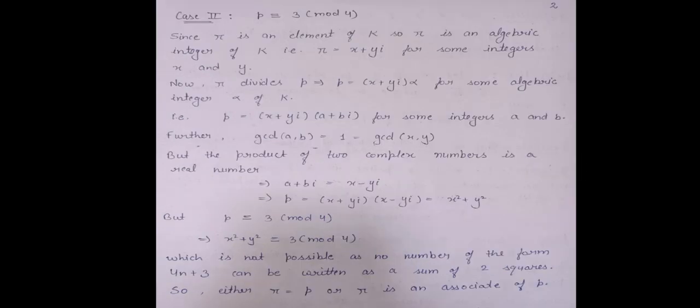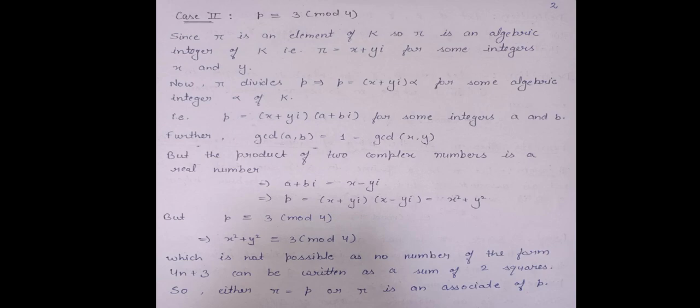Now since we know that every rational prime can be decomposed into at most 2 primes of a quadratic field, 1 + i must be a prime. So we get π = 1 + i or an associate of 1 + i. Now case 2, p ≡ 3 mod 4.